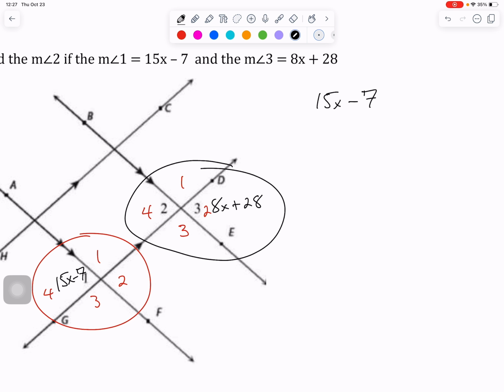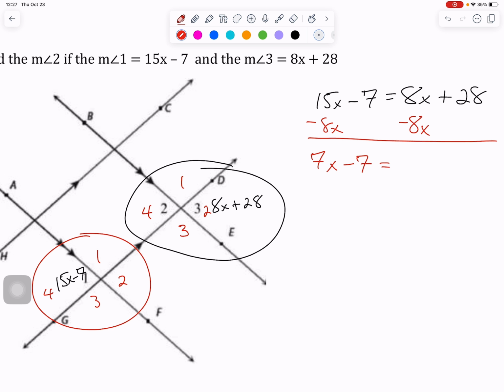15x minus 7 equals 8x plus 28. Term with a variable on both sides, which has less value? Sure, let's get rid of the rookie Kobe and subtract, or the early days Kobe. 15x minus 8x, 7x, bring down your negative 7, bring down your equals, 8x minus 8x, get rid of it, bring down your 28. Yes, I was going to write the plus with it. Our 7x, it's on the same side as the negative 7. I know you guys get this every time.